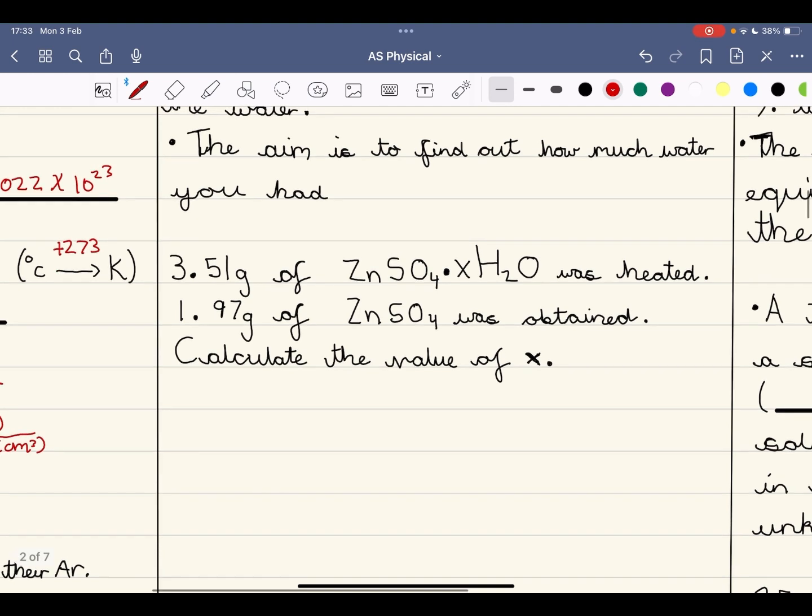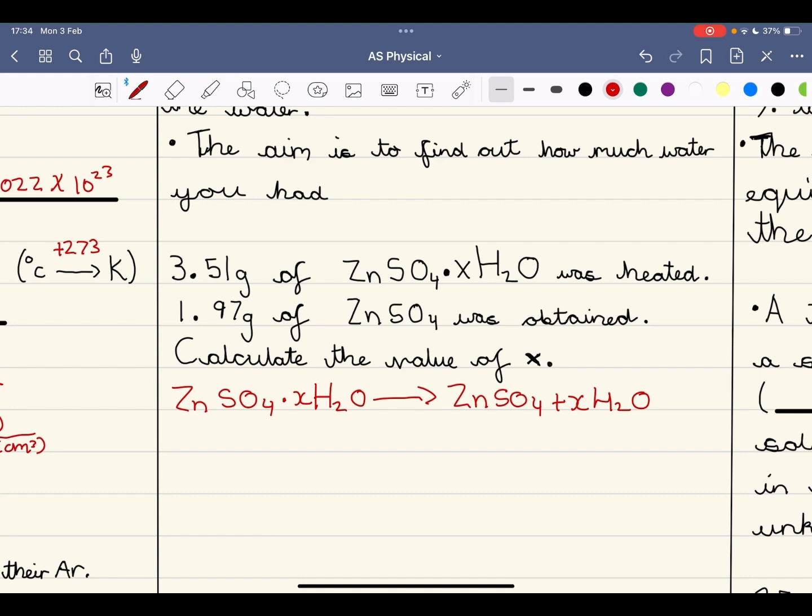So firstly I'm going to write down the equation that we get, and then basically this bit here is kind of like our water soaked sponge, and this is the dry sponge on its own. So originally the sponge and the water combined are 3.51 grams, and then the dry sponge on its own is 1.97 grams. And we can work out the mass of the water by subtracting 3.51 by 1.97, and we get 1.54.